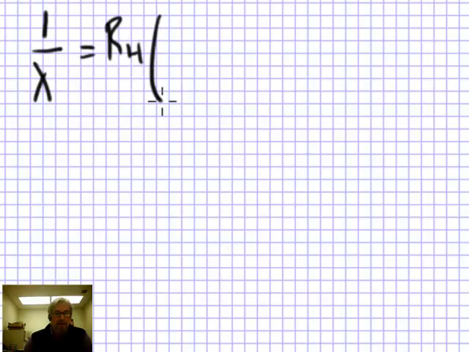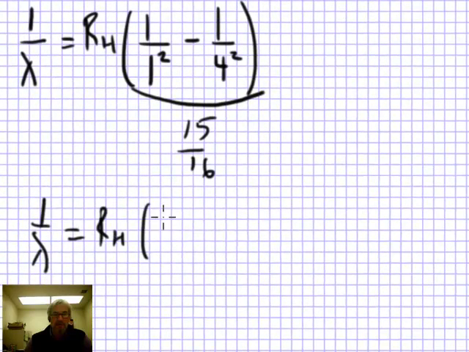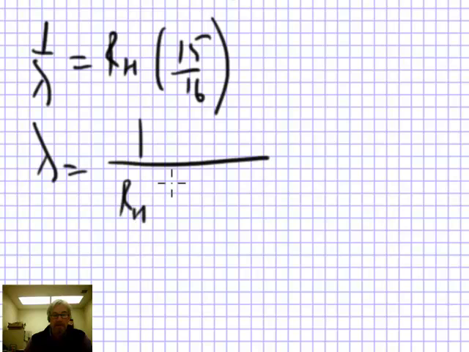There are at least a couple ways to solve this problem. Most of you are probably going to use the Rydberg equation to answer this question. So 1 over lambda is the Rydberg constant times 1 over the low number, which is 1 here, squared, minus 1 over the high orbit number, which is 4 squared. So 1 over 1 is just 1, minus 1 over 16, which leaves us with 15 sixteenths. So we could rewrite this: 1 over lambda is equal to the Rydberg constant times 15 sixteenths. Or we could say that lambda is equal to 1 over the Rydberg constant times 15 sixteenths.